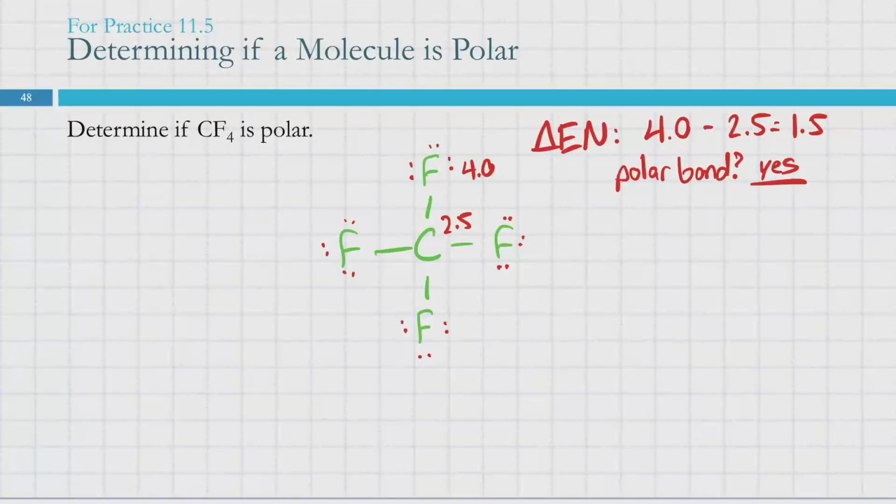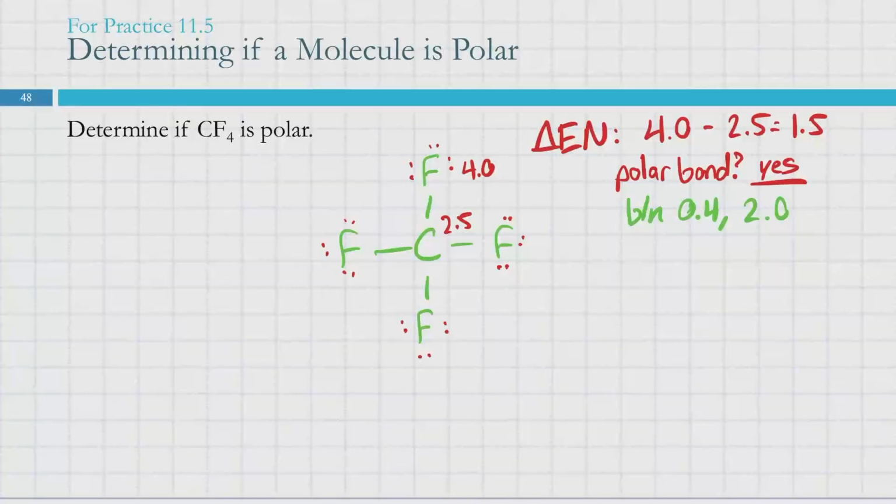Yes, it's between 0.4 and 2. So we've got a polar bond, so we do need to check if it's actually polar. If it was not a polar bond, then we wouldn't even bother checking. Let's go through our nonpolar express.